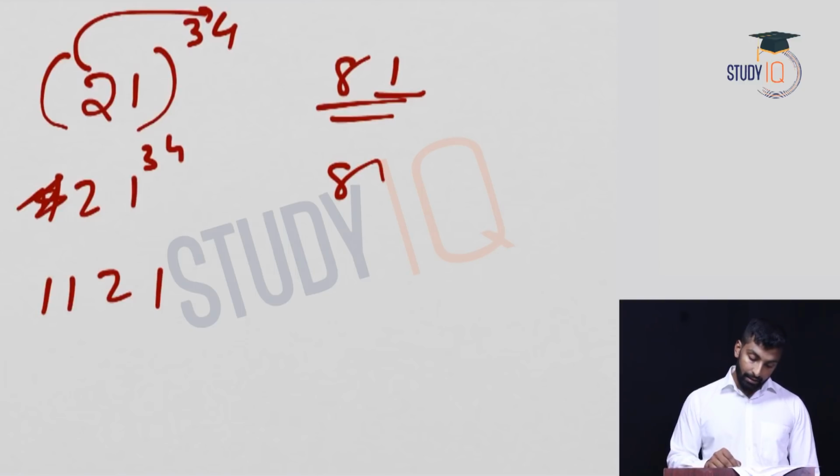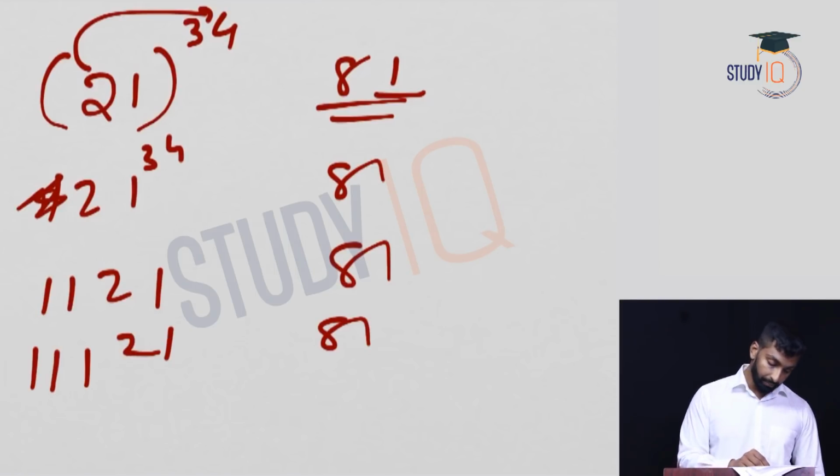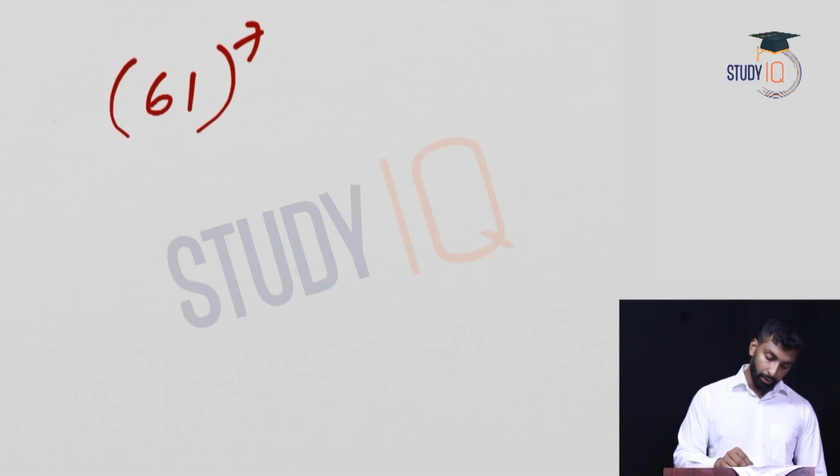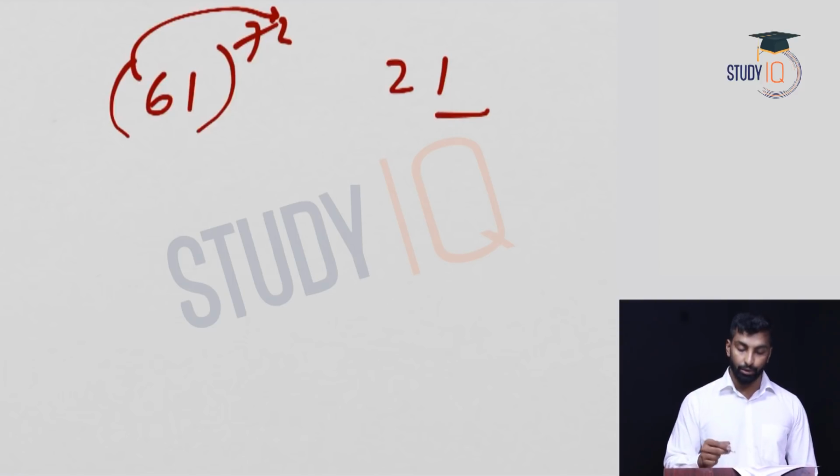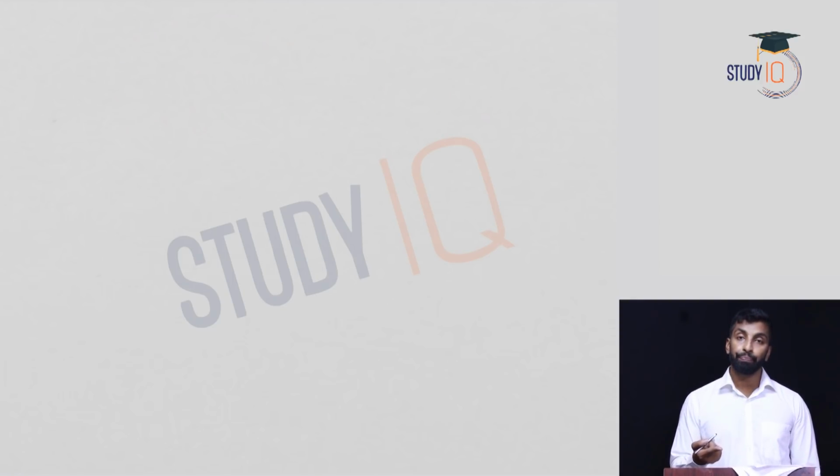If it is 1121, still it is 81. If it is 11121, still it is 81, right? What if it is 61 raised to 72? Last digit will be 1, previous will be 16, 6 into 2, 12, I'll write it as 2. So here the number is ending in 1.